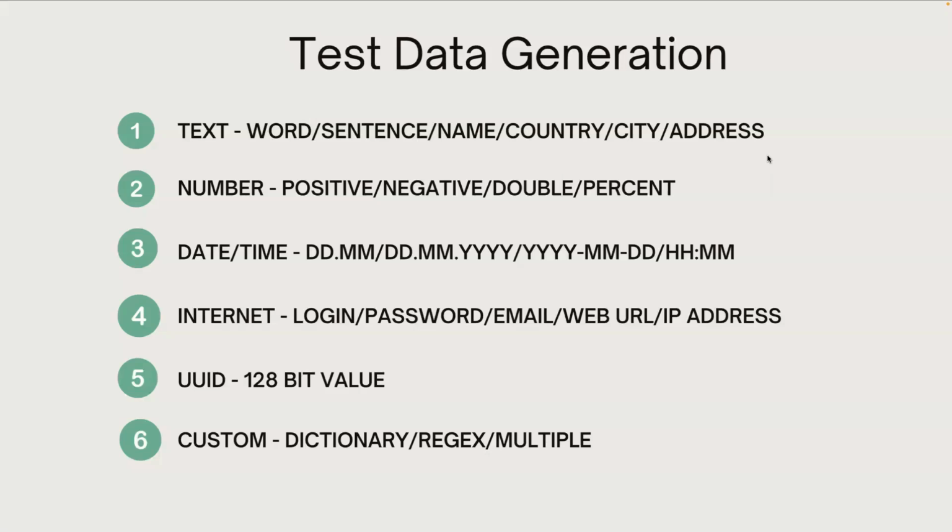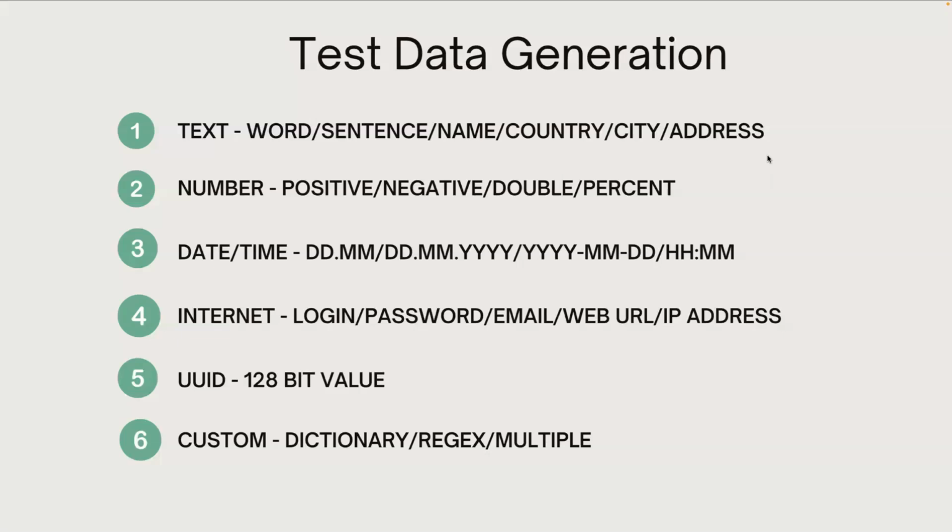And then we also have a special kind of test data for UUID. Now, if you know, this is a unique identifier, which is a 128-bit value used to uniquely identify any particular object. So it will be some kind of alphanumeric test data which will be generated.